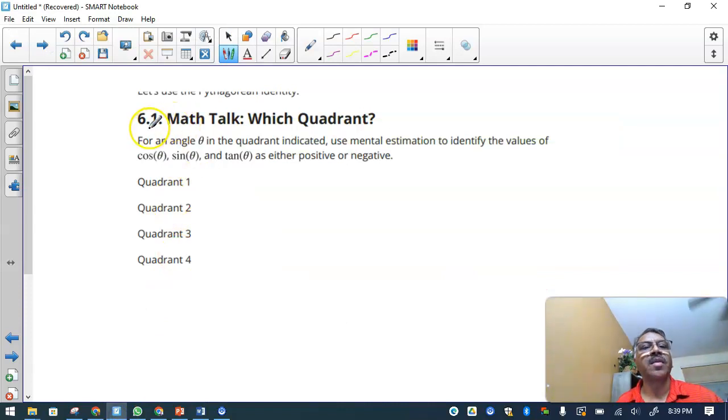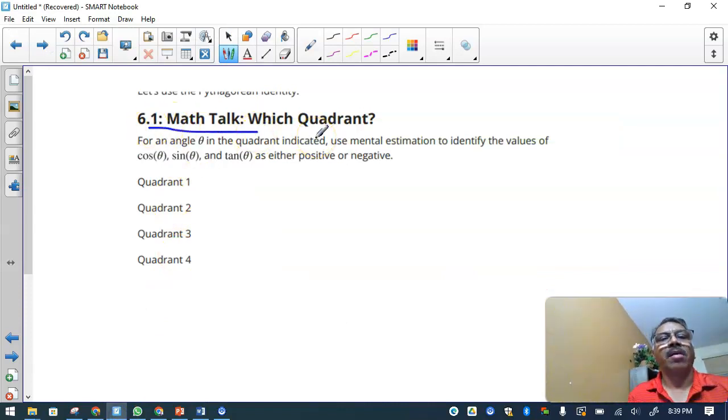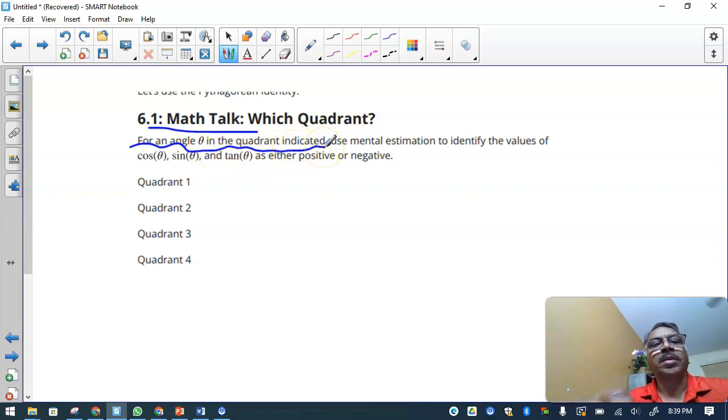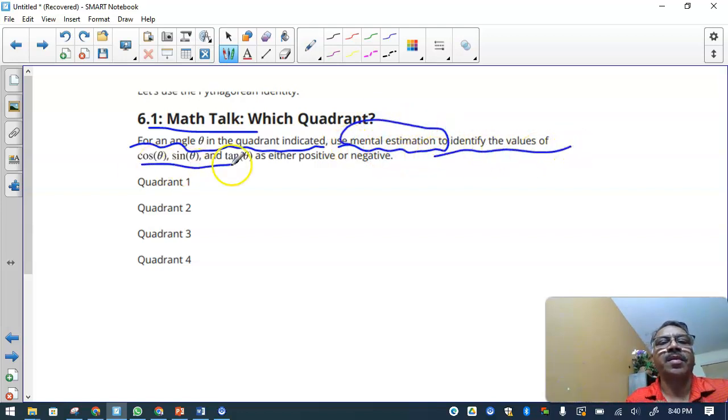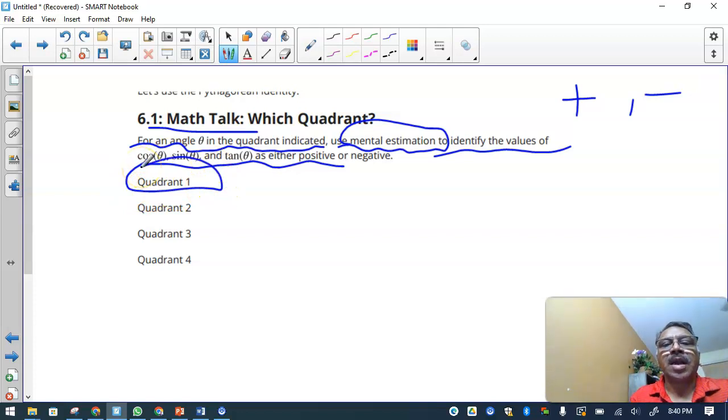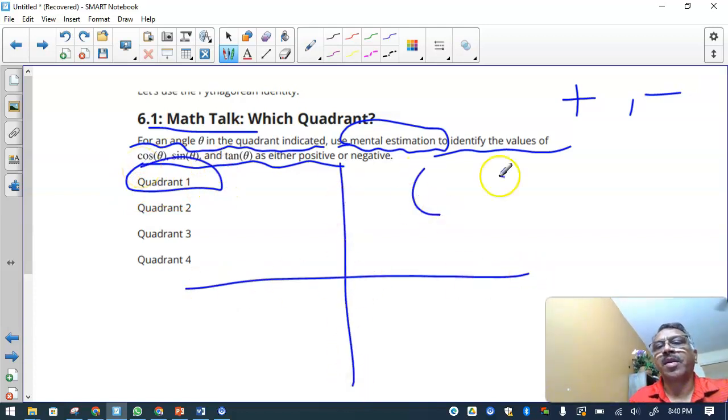The first task asks: for any angle theta in the quadrant indicated, use mental estimation to identify whether the value is positive or negative. So you will just have to know whether it is positive or negative. All you need to know is that in the first quadrant, both x and y are positive.